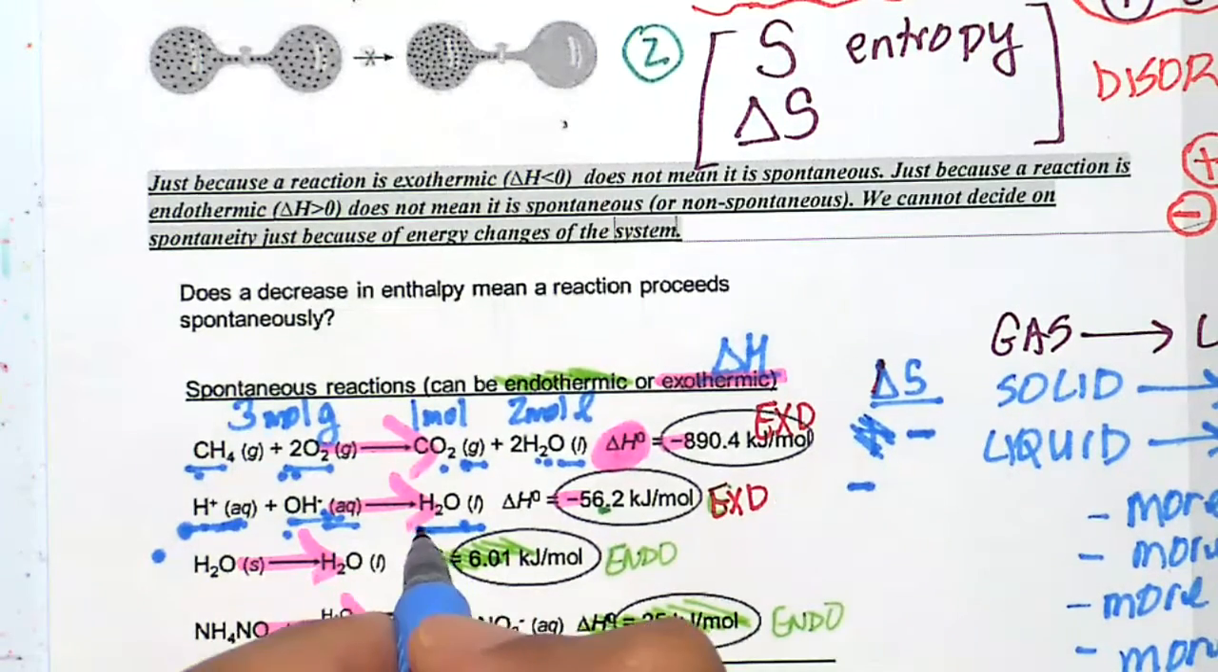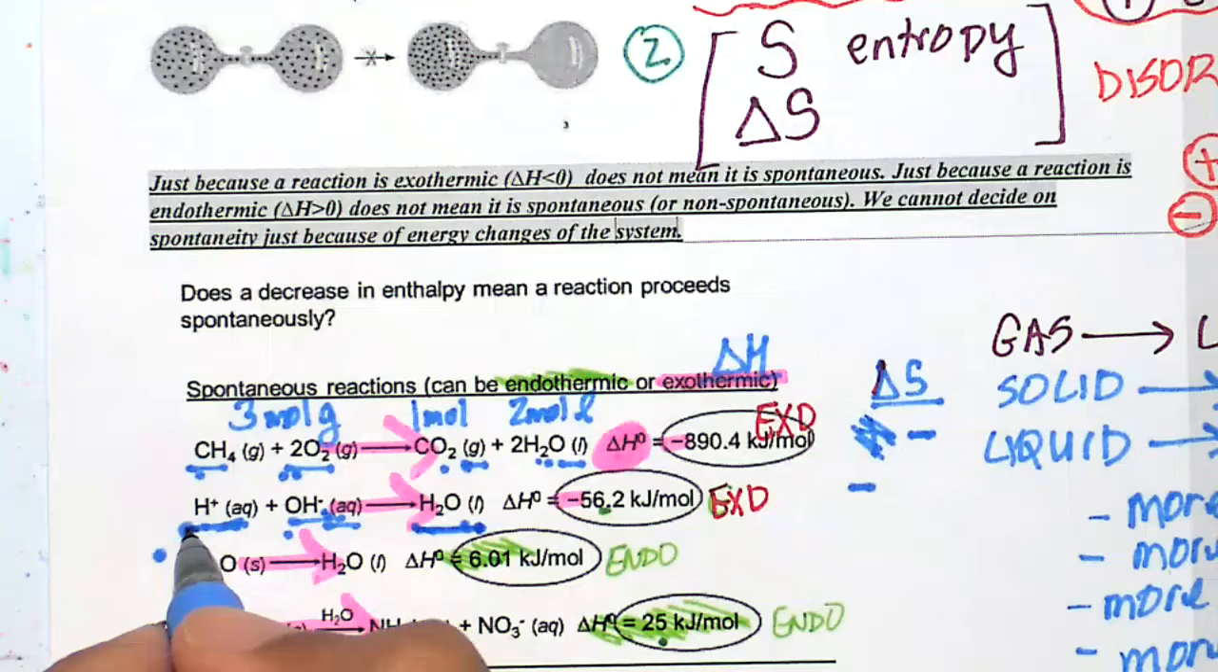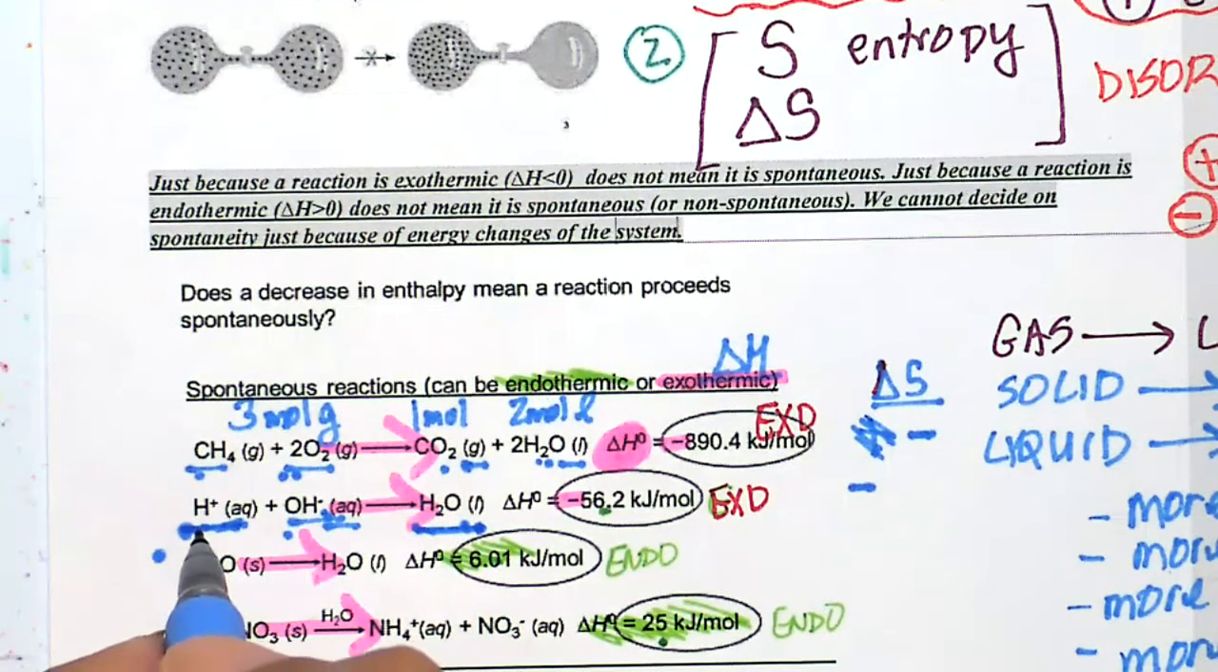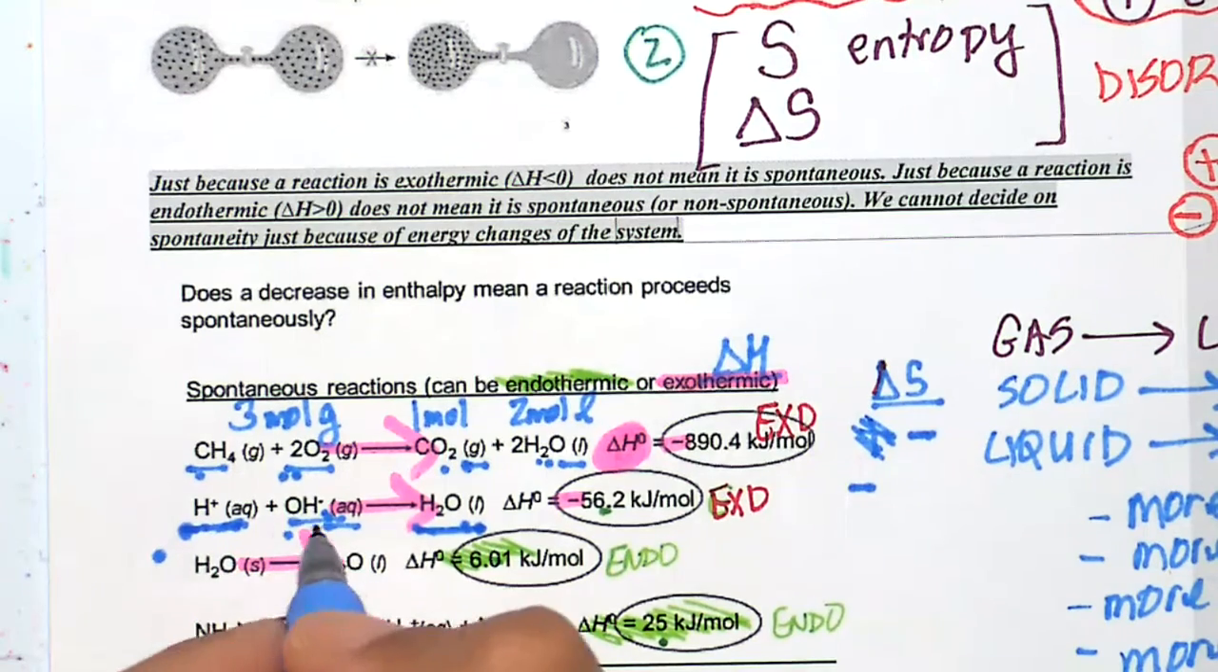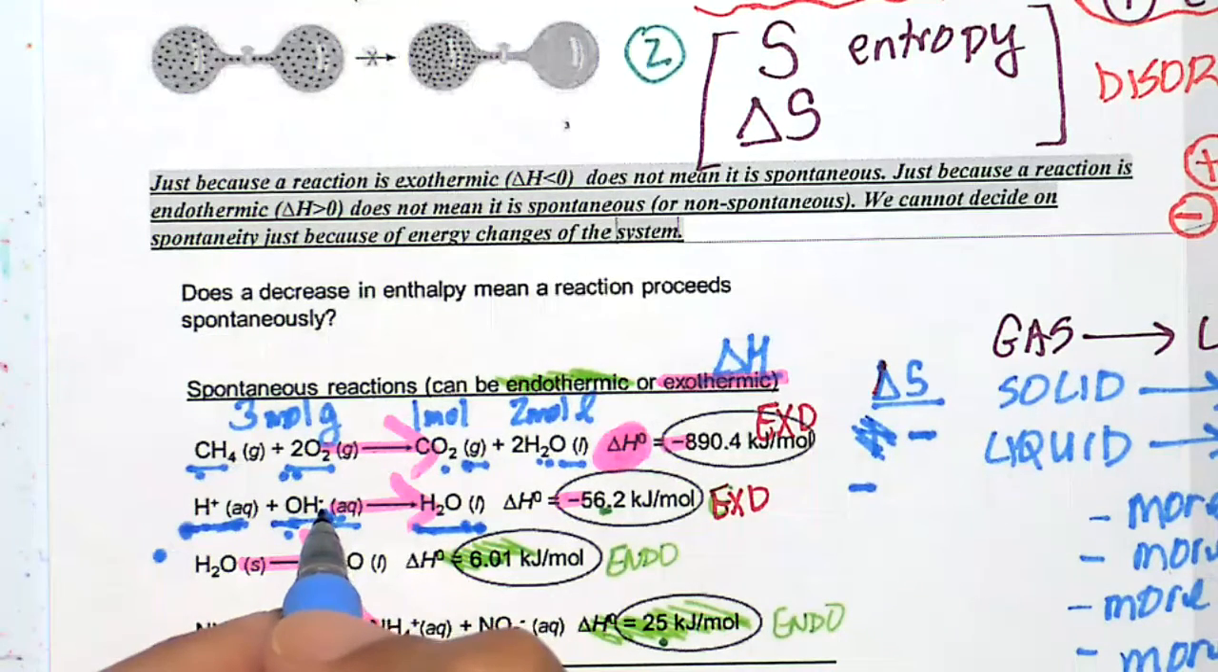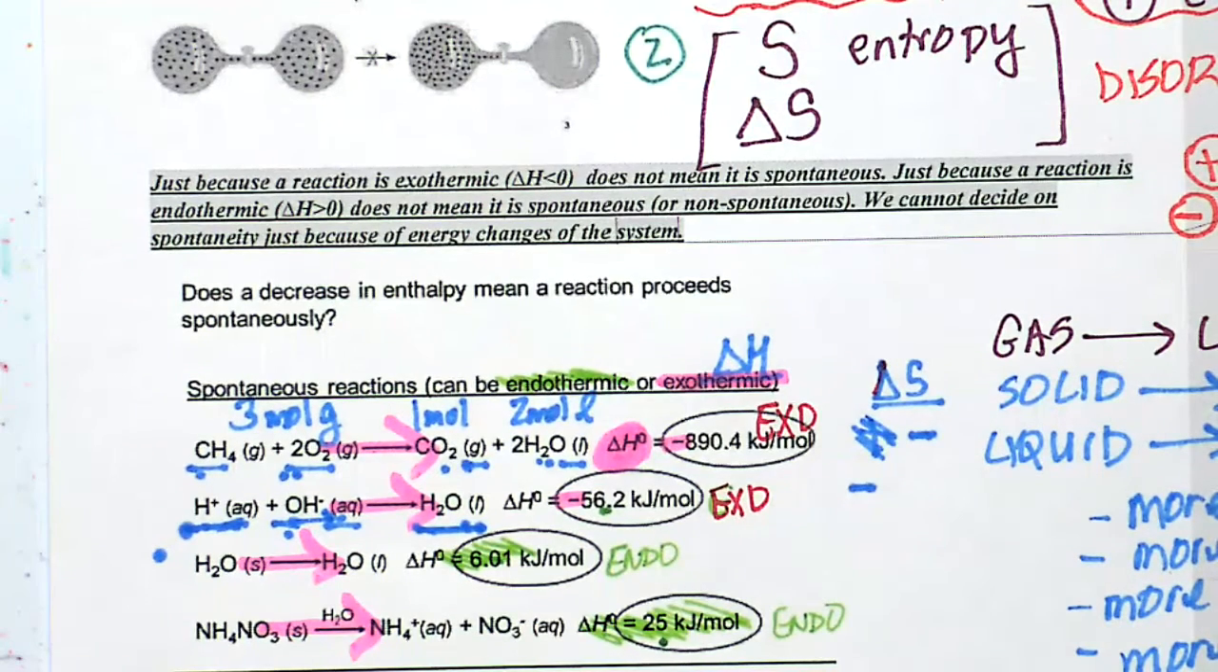This is minus because this is pure water. And what are our reactants? Our reactants are H plus in water, more disorder. Our reactant is OH minus in water, more disorder. All right, so I'm going to call that minus for the second reaction.